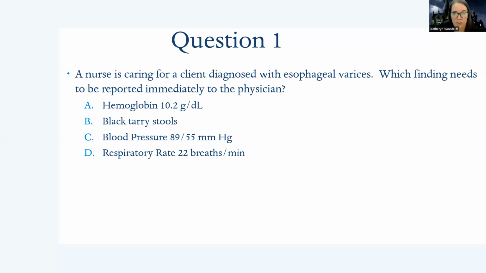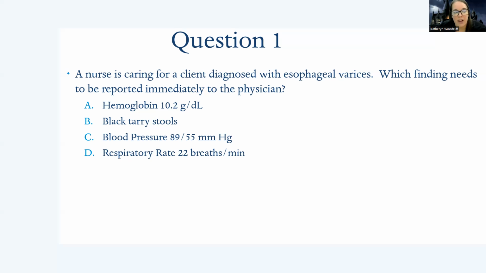What I'd probably do first in a question like this is break down and cross out the ones I don't think could be the answer. I don't think it's the hemoglobin or the black tarry stools. Both of those I think are expected for this patient. I would probably get down to C and D. And then some people would use ABCs and say D.